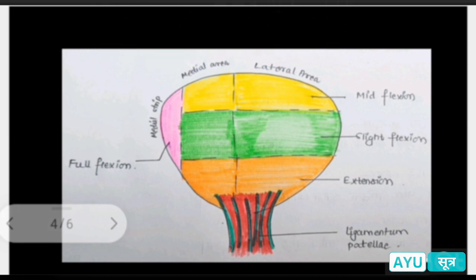The posterior surface is divided into two parts by a vertical line, namely small medial area and large lateral area. The medial area again is divided by a vertical ridge into a medial strip which articulates to the femur during full flexion. Now, the rest of the articular area is divided into three parts by two transverse lines. These parts are namely upper facets, middle facets, and lower facets. The upper facets articulate to the femur during midflexion. The middle facet articulates during slight flexion, and the lower facet articulates during extension.